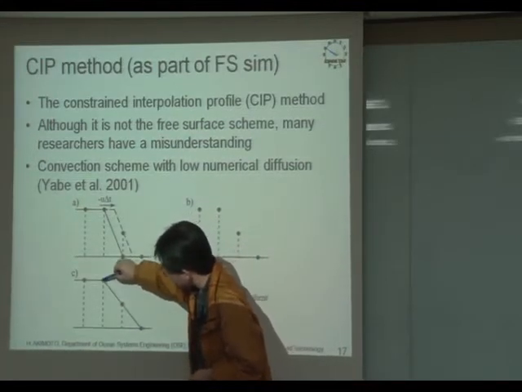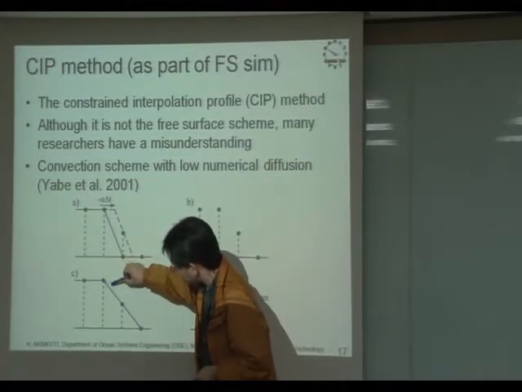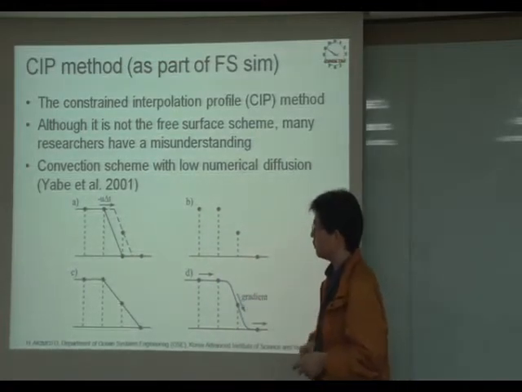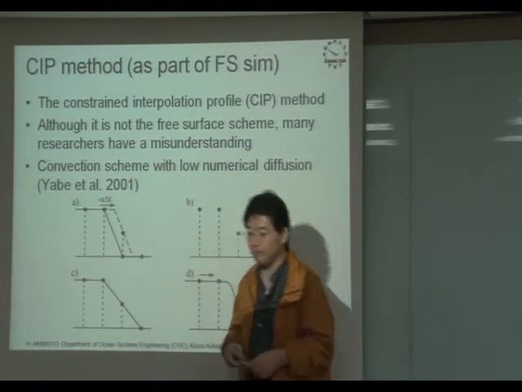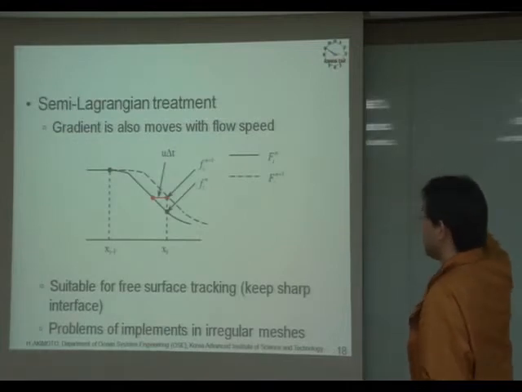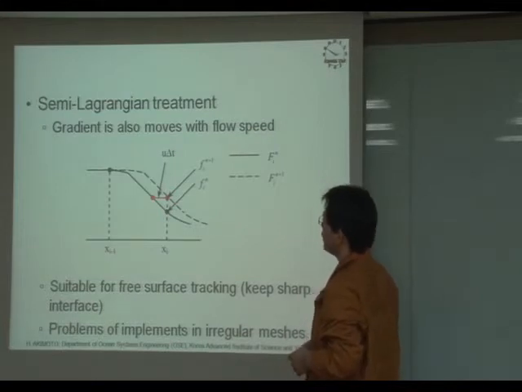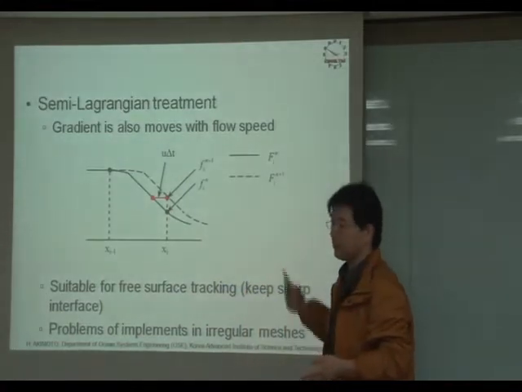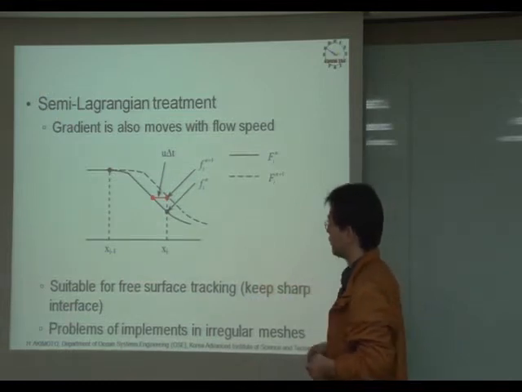So if we know the gradient of this point, this point, this point, we will connect not in a straight line. The connection will be like this. It is much better than this simple treatment. So the idea is the gradient also moves with the flow speed. Gradient information is also transported by the flow field.